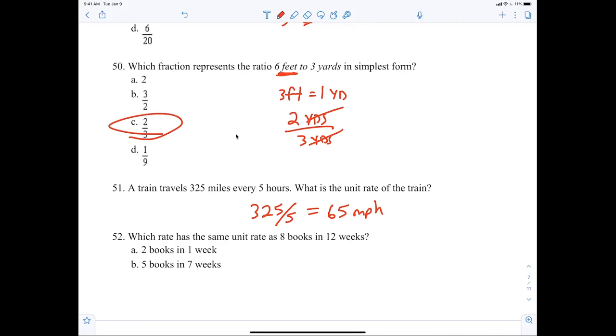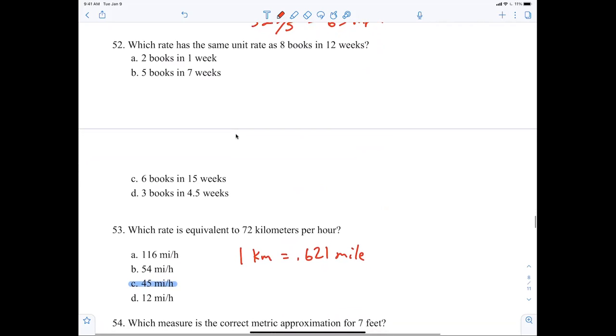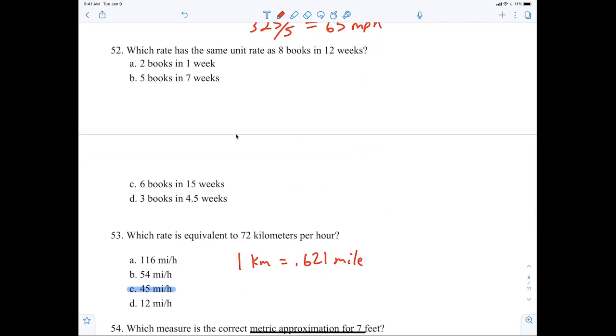All right, Charlotte, help me out. 52. Now, what we want to do is 8 books in 12 weeks, right? You just do 8 divided by 12. I think so. Which is just 2/3. I don't think 5/7 is 2/3. Do you agree? Do 5 divided by 7 on your calculator. And do 8 divided by 12 on your calculator.